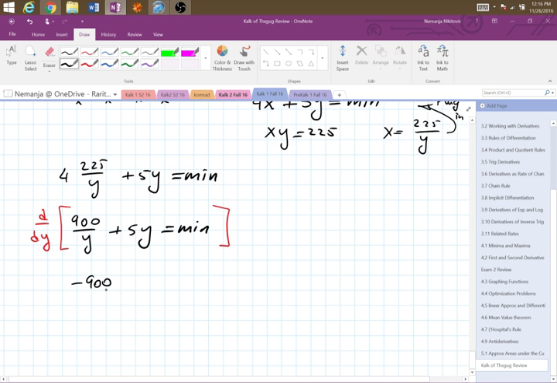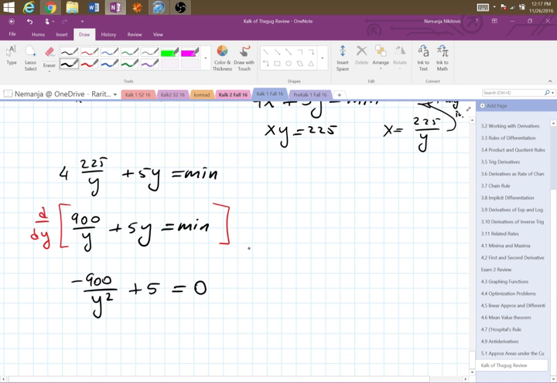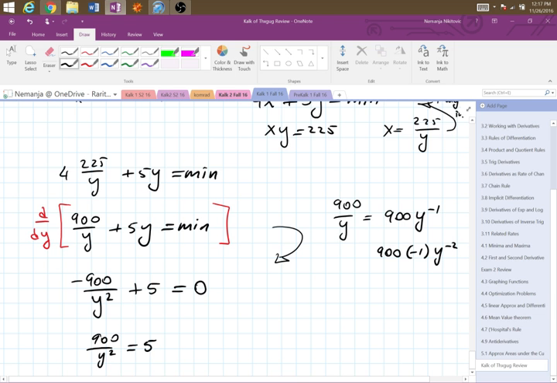Negative 900 over y squared plus 5 is equal to 0 when you take the derivative. I'm just going to say that 900 over y is the same as 900 y to the minus 1, whose derivative is negative 900 times y to the minus 2, just in case you are not following the derivative from chapter 3. So now we have that 900 over y squared is equal to 5.